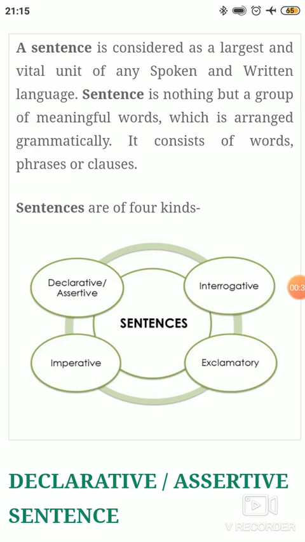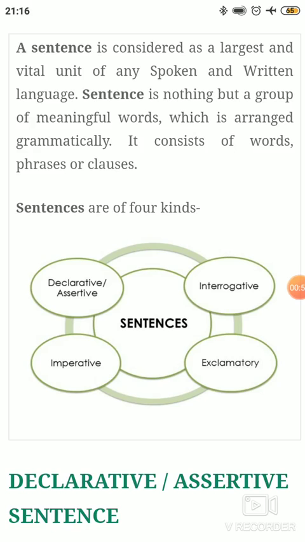Second point is it is a group of meaningful words. Third simpler point is it is arranged in ascending order, and the elements in the arrangement are clauses, phrases and words. So words are the smallest unit of any language.